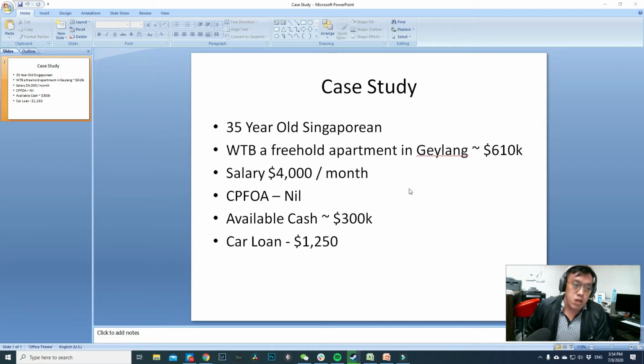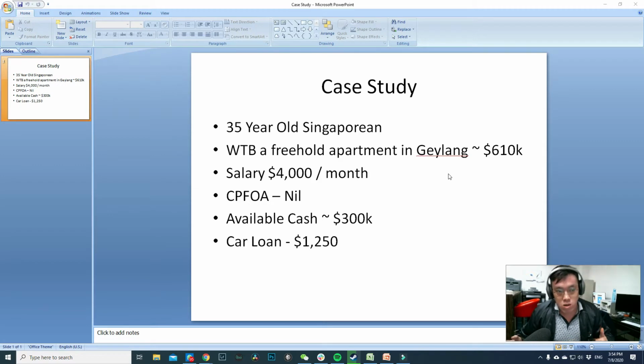I happen to be doing a financial calculation for a client of mine, and I thought I shall do this as a case study also. Hopefully, if you are in a similar situation, you can benefit from what I have to share.